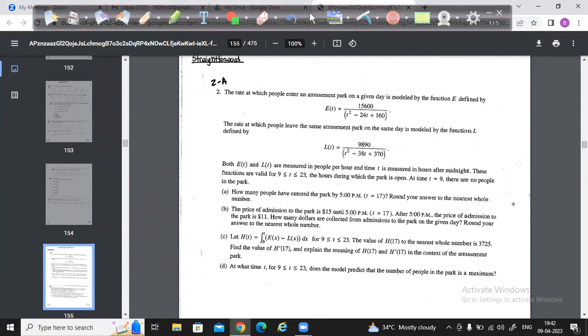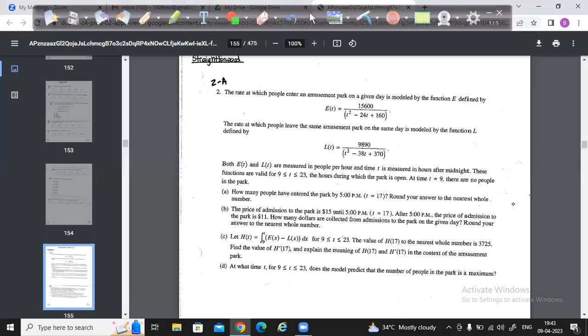The rate at which the people enter an amusement park is given on a day. See how effectively we can apply the calculus here. The rate at which the people enter is given by the function E of t, and the rate people leave is also given. Both E of t and L of t are measured in people per hour, and time t is measured in hours after midnight. These functions are valid from 9 to 11 o'clock in the night. When the park is open at time t equal to 9, there are no people in the park. So the rate at which people are entering and leaving is given as this.